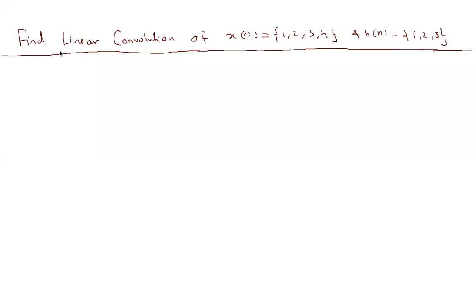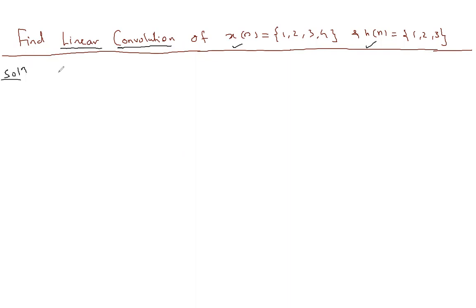In this video, we will learn about linear convolution. I will explain the procedure for the linear convolution and we will solve one question. We have two signals here, x of n and h of n, and we want to find its linear convolution. Let's see how we can do this.